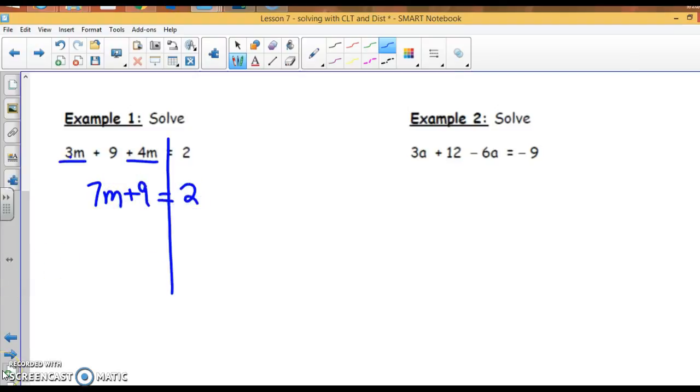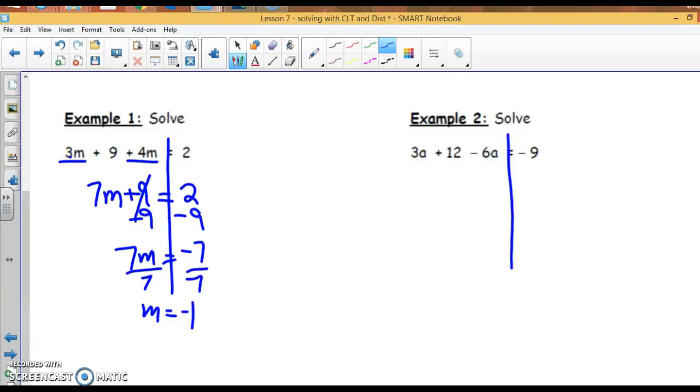Now we are at your classic two-step equation. To solve this, you subtract 9 from both sides. So I'll have 7m equals negative 7. Divide both sides by 7. m is negative 1. So you need to simplify both sides of the equation before you start solving.